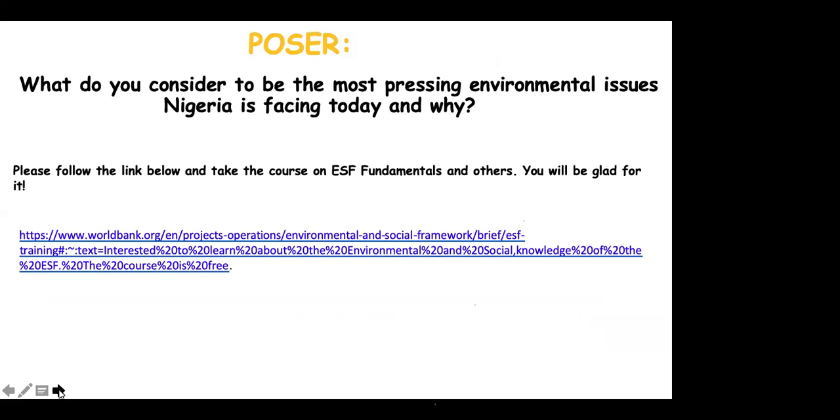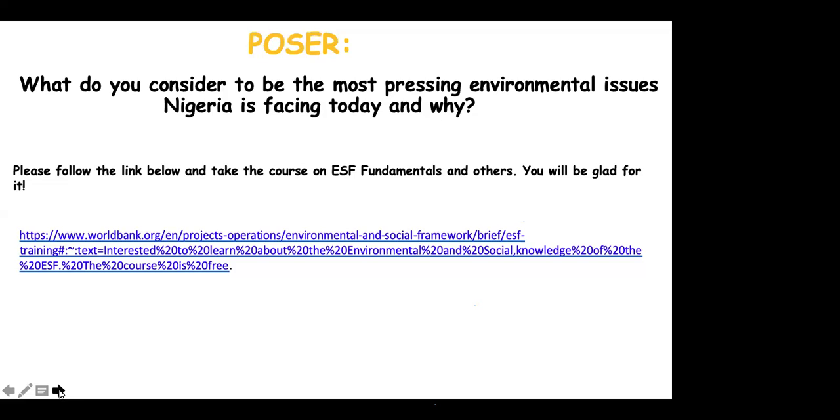What do we consider to be the most pressing environmental issue in Nigeria today? In Nigeria, I think it varies by region. When you go up north, you should be looking at deforestation and desertification. Then when you come down to the delta regions, we should talk about where there's a lot of gas flaring.